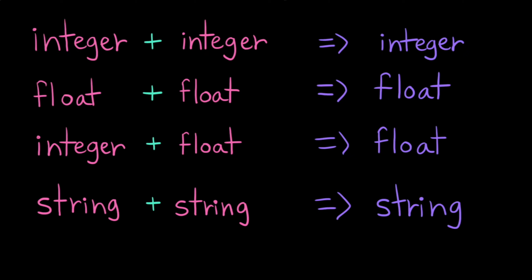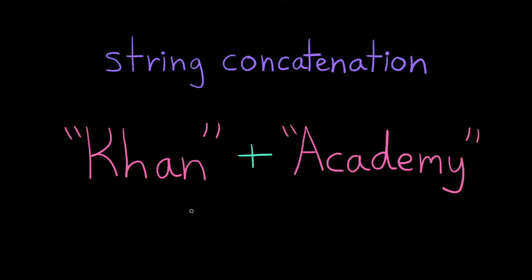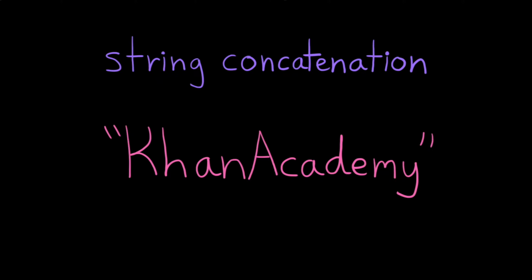Adding strings is called string concatenation. Concatenating two strings means that we just smush them together and then put quotation marks around the whole thing. So the last character of the first string goes right up against the first character of the second string. There's no magic here of inserting spaces or punctuation or anything, so it'll literally just get smushed right together.